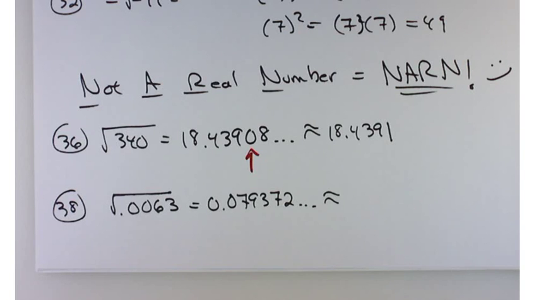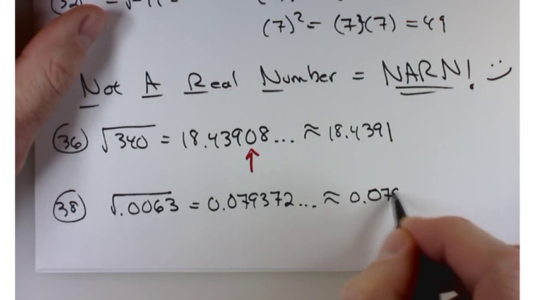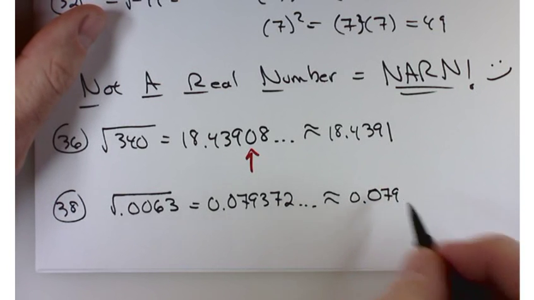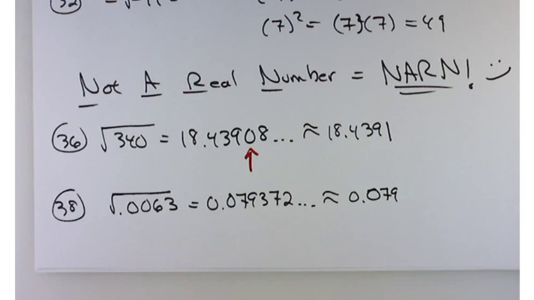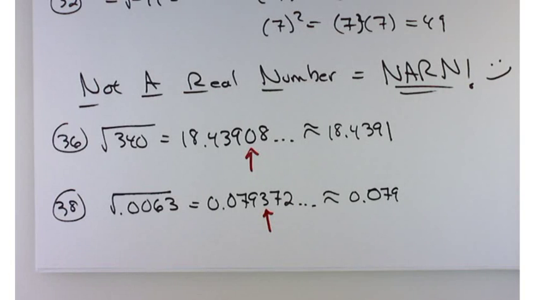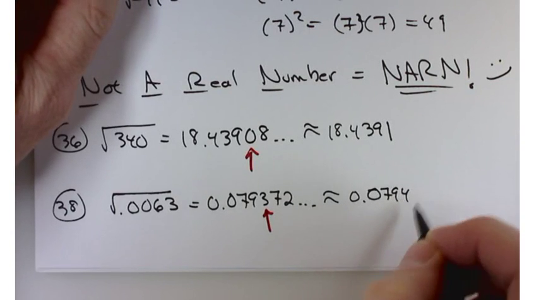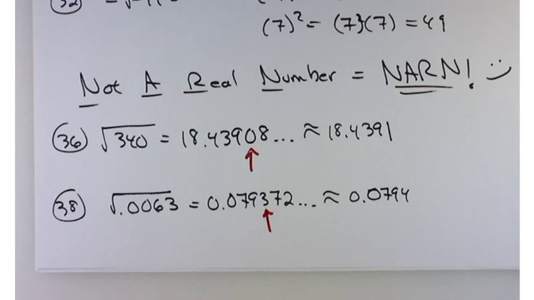Micah, what's that round to, please? If I'm going to round this to the nearest 10,000th place. Good. 0.0794. Thank you. All right, so a little bit of practice there with rounding some numbers.